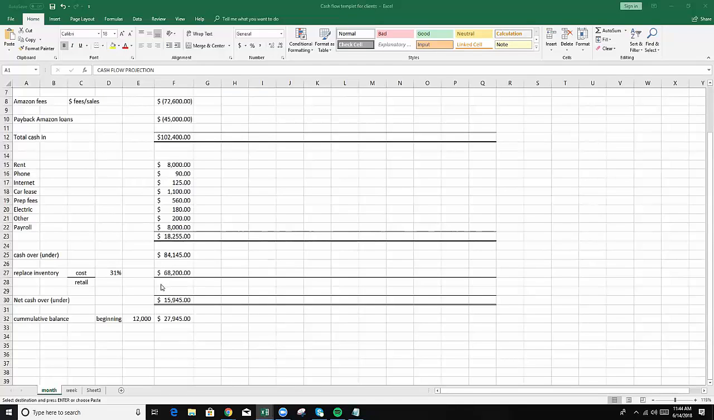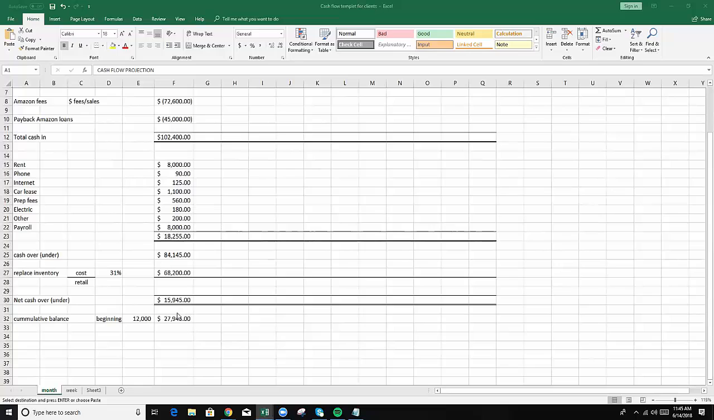The 84,000 comes from 102 minus 18. Yep. And the replaced inventory, the cost for retail, that's a fraction. Retail divided into cost to give you your cost. Cost of goods sold. 31%. Yep. So I have to spend that much, I have to buy that much just to replace the inventory that I sold. And so at the end of the month, I have 15,000 more cash than I had at the beginning of the month.